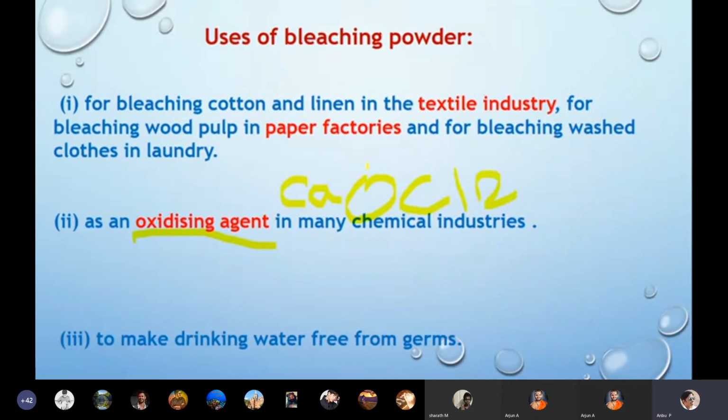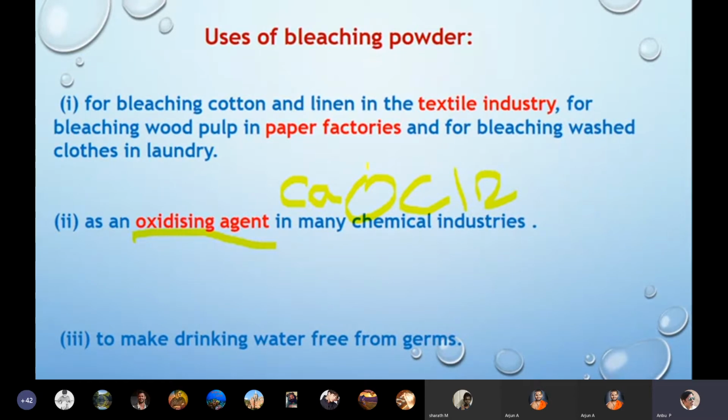Chlorine already has the ability to act as a disinfectant. So only pure chlorine is used to purify the water in the swimming pool. So these are all the various uses of bleaching powder. Very simple. So once again, I will say how this bleaching powder is prepared.